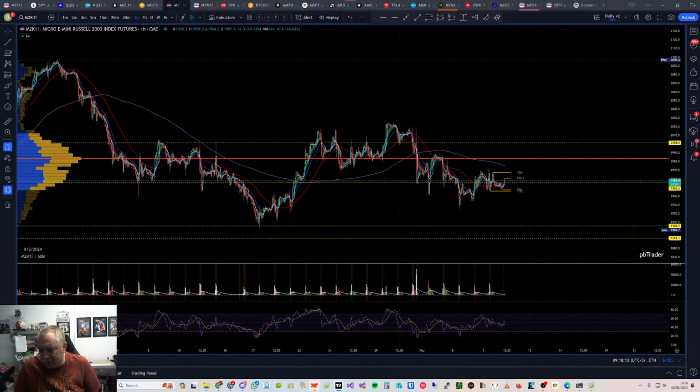But we are looking at a potential inverse head and shoulders pattern here. There's no real defined neckline, it's kind of this lopsided one. Break above, pull back, long. I think that's the only place I can see.